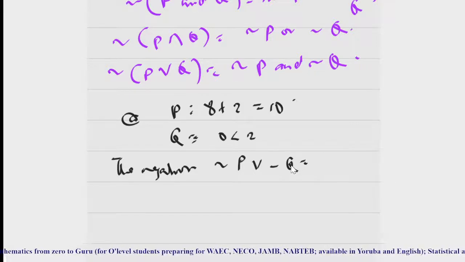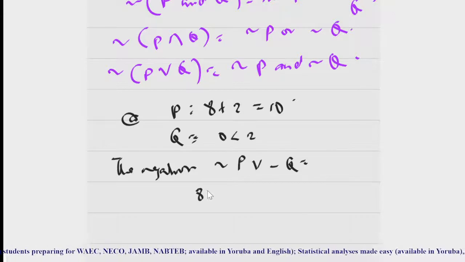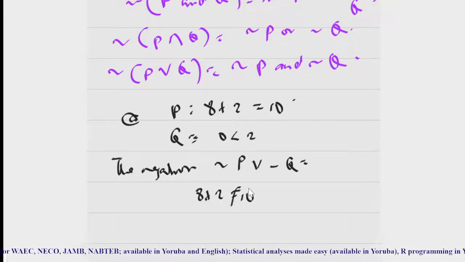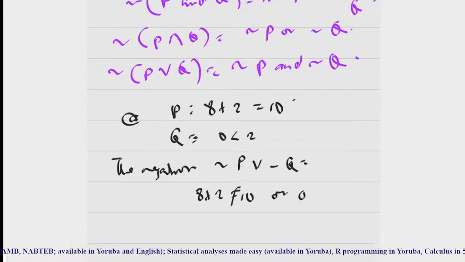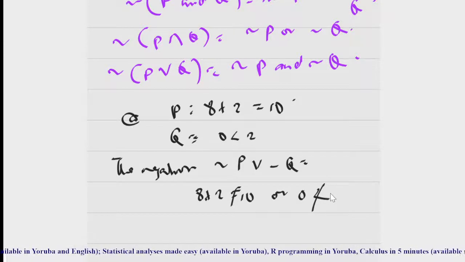So that's going to give you something of this nature. What is negation of P? That is 8 plus 2 not equal to 10, right? Or 0 not less than 2. I hope you understand now. Another way you can say is that, so that is the negation of P, or negation of Q. When we get to De Morgan's theorem, I'm going to explain very clearly.